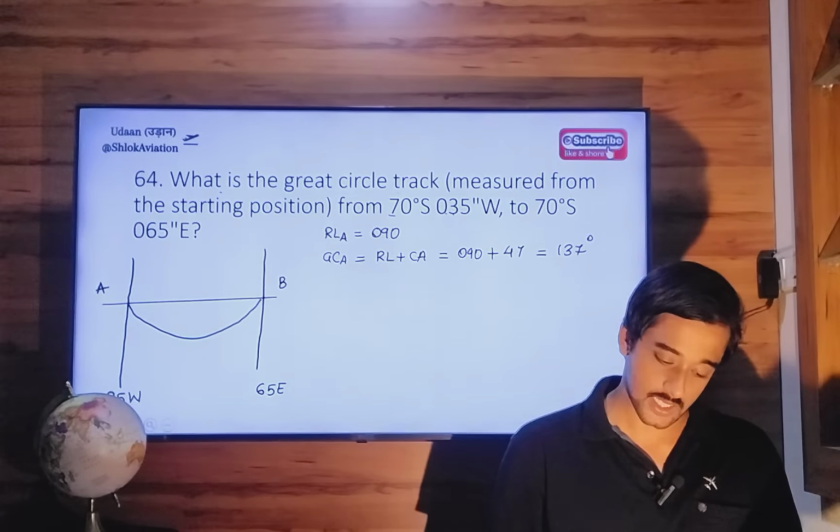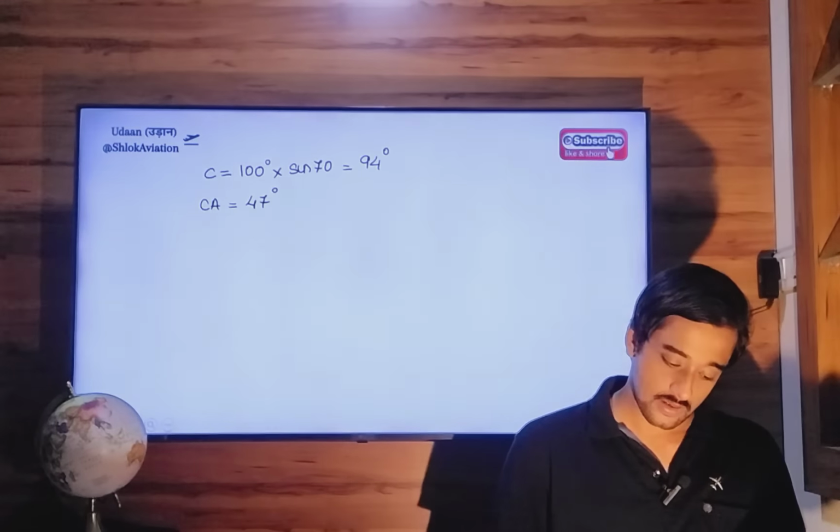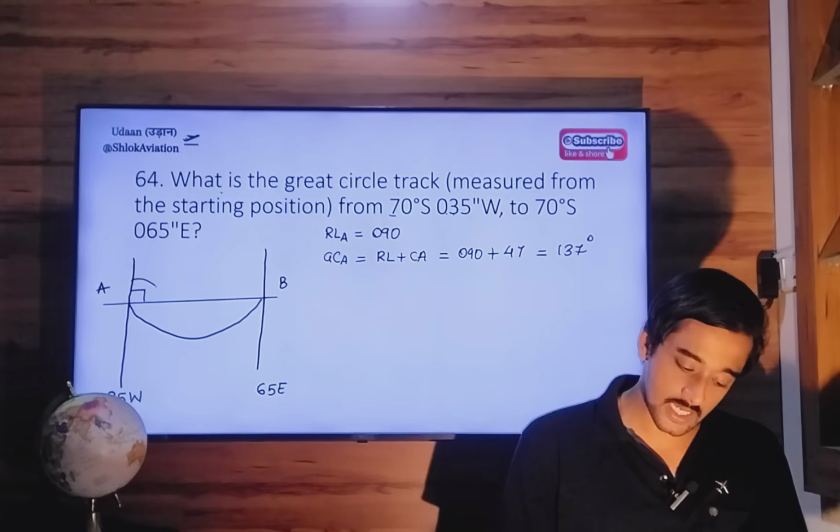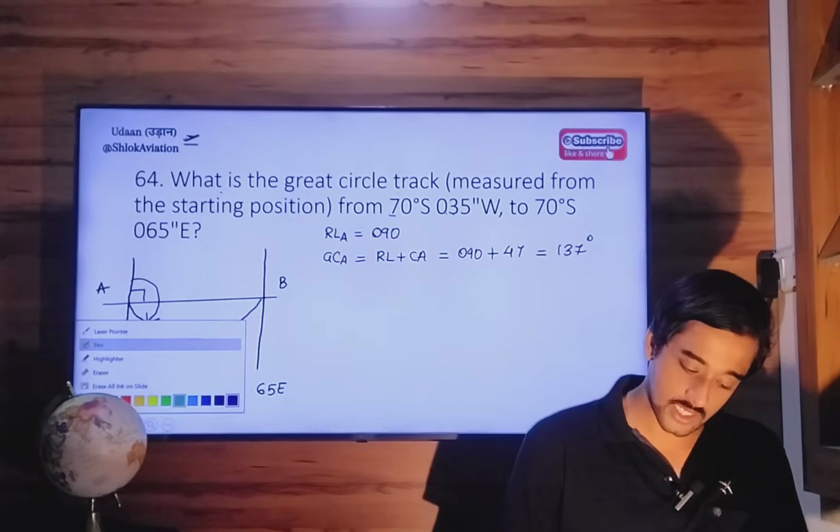Okay, next. So great circle track is rhumb line plus this convergency angle.